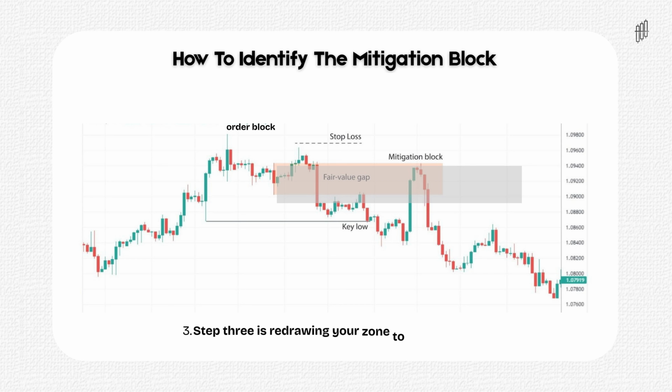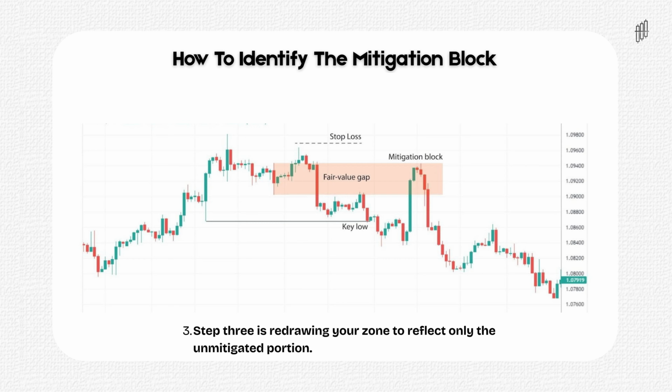Step 3 is redrawing your zone to reflect only the unmitigated portion. Remove the section of the original order block that was reached during the first test and mark the remaining deeper portion as your mitigation block. This refined, smaller zone is now your active level, the area where residual institutional orders are still resting and where the most meaningful reaction is likely to occur if price returns for a second test.